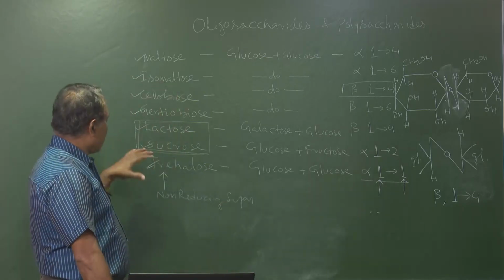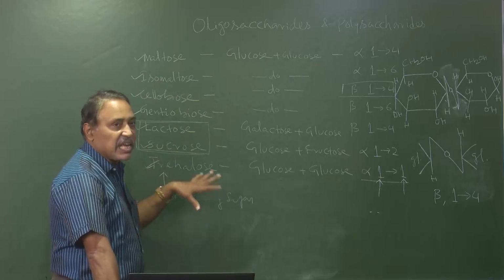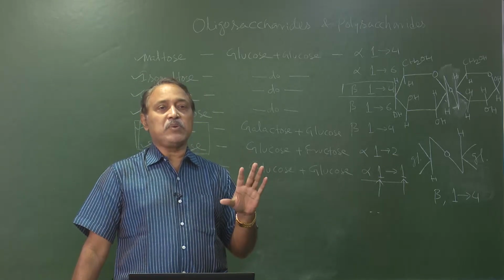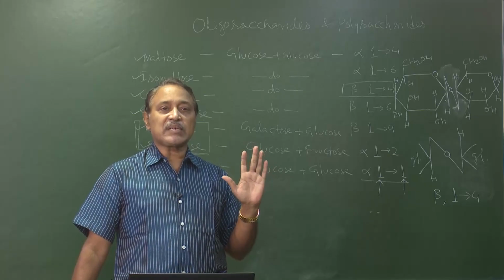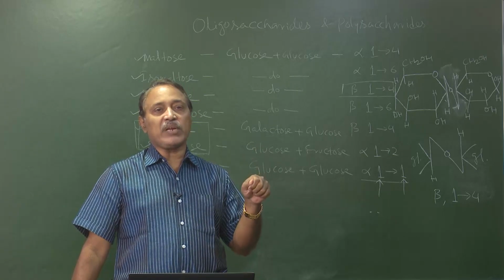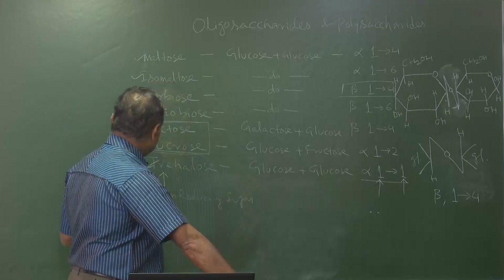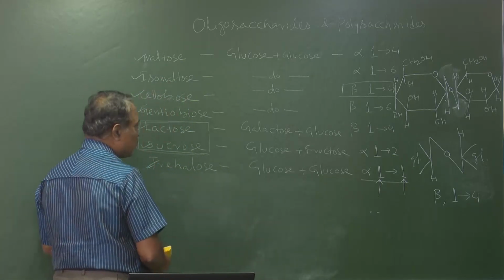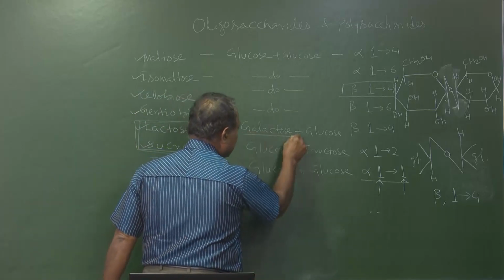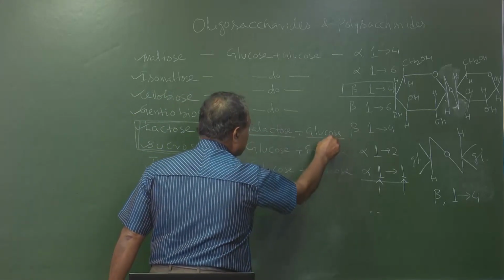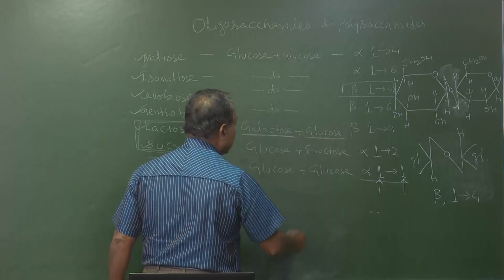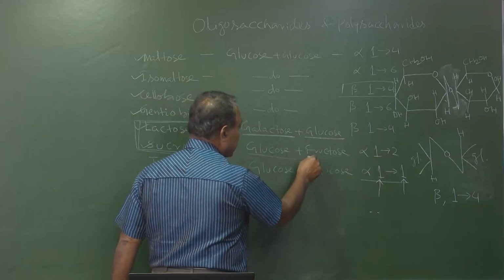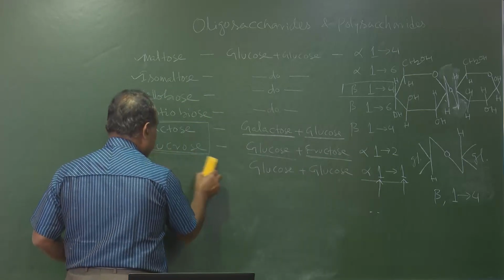But if we are using trehalose, the Benedict solution will remain clear blue color. It will remain as clear blue color even if we boil it for very long time. Then we come to lactose and sucrose. In case of lactose, we find galactose and glucose. And in sucrose, we find glucose and fructose. Let me draw their structure.